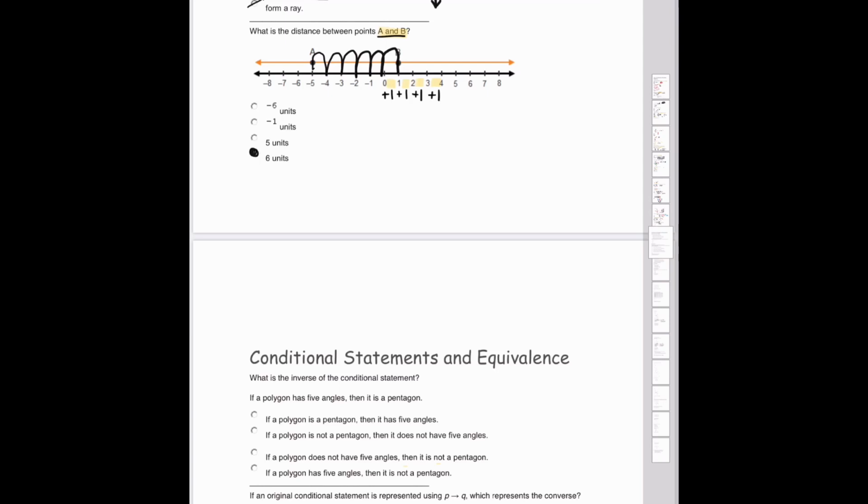The reason that this is the easiest way to solve this problem is because each tick mark is in fact going by 1. If each tick mark was not going by 1, well then you would have to use what we learned about the line segments, and we would solve for the absolute value and the difference between those two numbers. But in this instance, all we have to do is count each tick mark, identify that from A to B, it is 6 units. Let's look at the next problem.